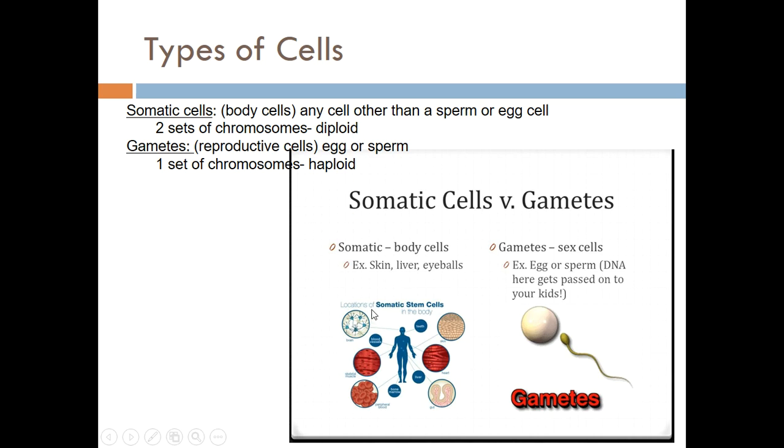The exception to this are the reproductive cells. In females, this would be the egg. In males, this would be the sperm. And these are called gametes collectively. And they only have 1 set of chromosomes because they're going to join to make a new individual. And we'll talk more about this process a little bit later.